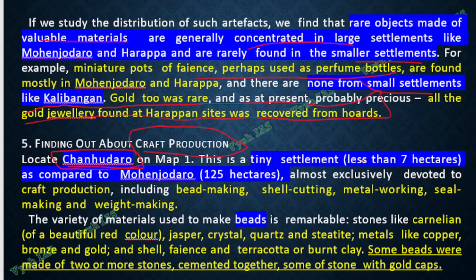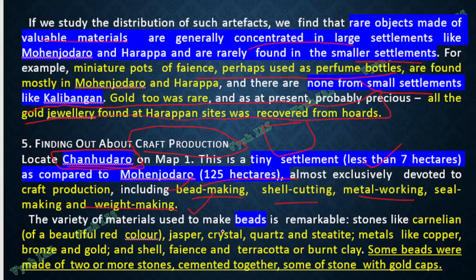Channu-daro is a tiny settlement, less than 7 hectares, compared to Mohenjo-daro at 125 hectares. So you can imagine how small it is. But it's very important for bead making, shell cutting, metal working, seal making, and weight making. So note this in your notes. In my revision chart it's already there. Others, those who don't want to enroll, please make notes.